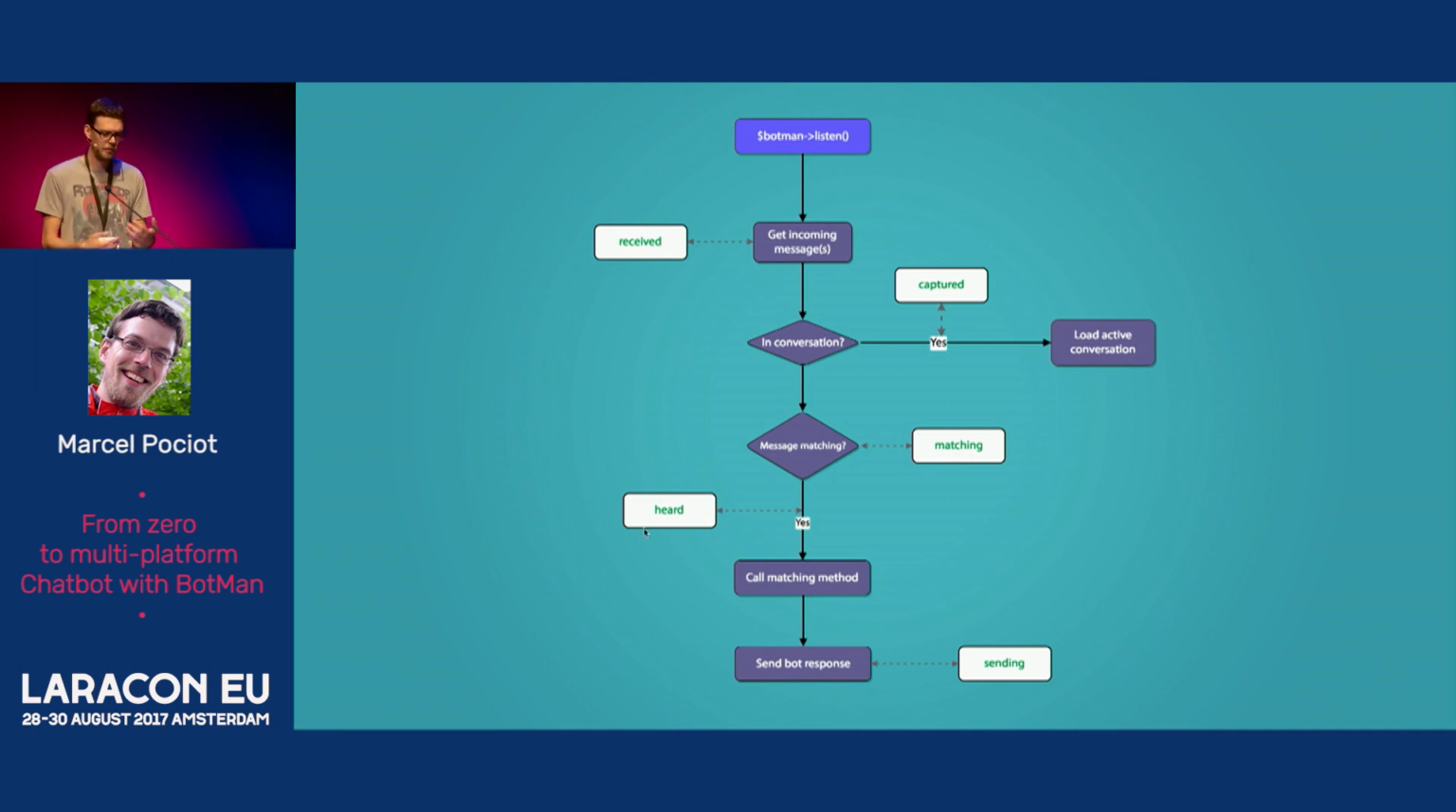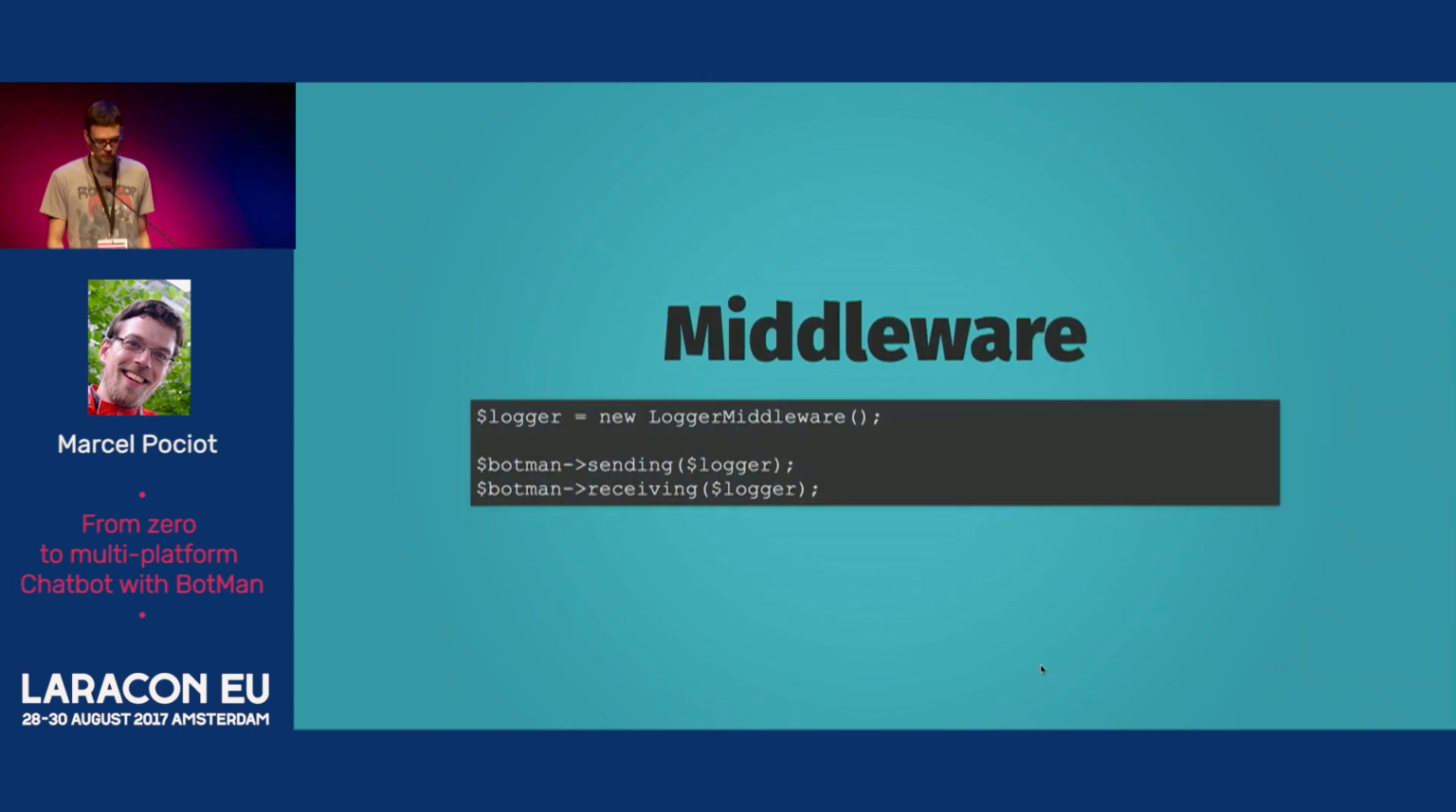The heard middleware is pretty much just like the received message, just when a middleware was actually matched, so that you can also manipulate it there. And at the end, there's a sending middleware that gets called before the message gets sent back out to the messaging service. So there are a lot of ways to hook in your custom enterprise applications, analytics services, logging. It's really extendable. And yeah, this would be how you call it.